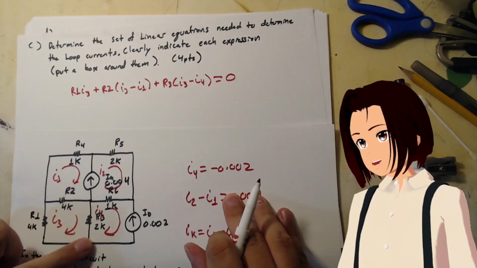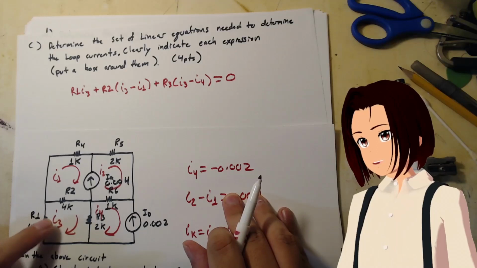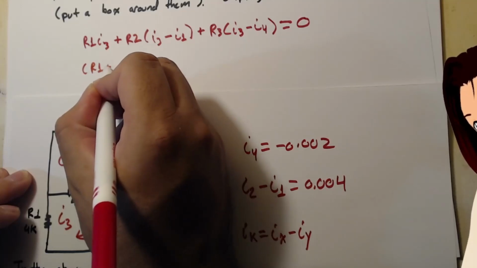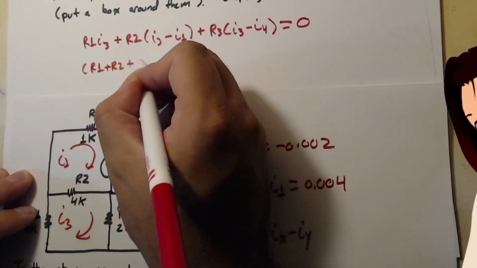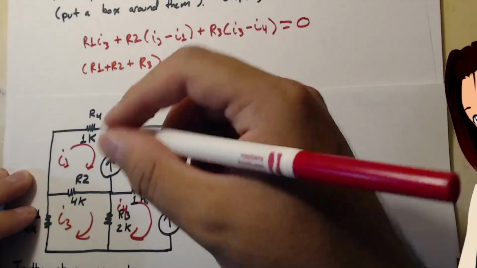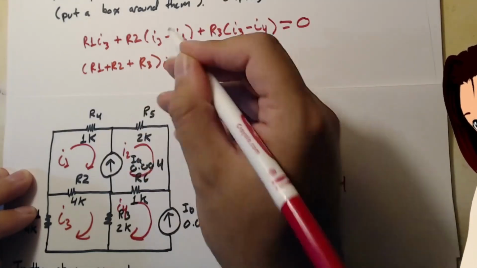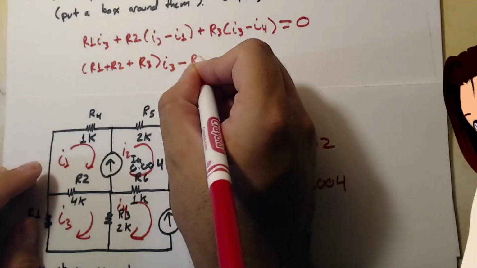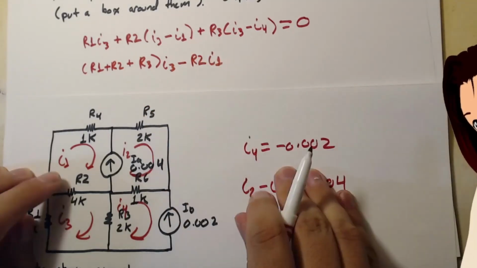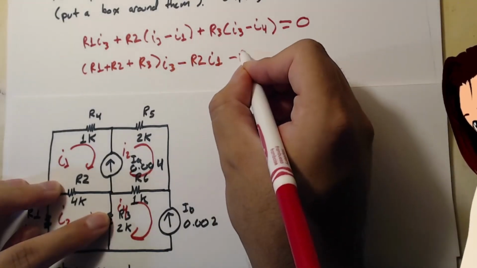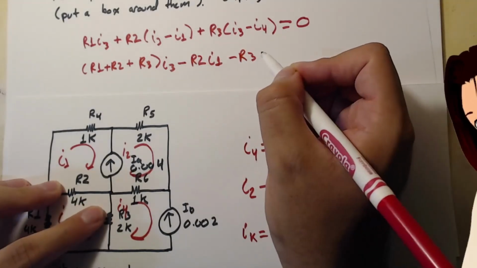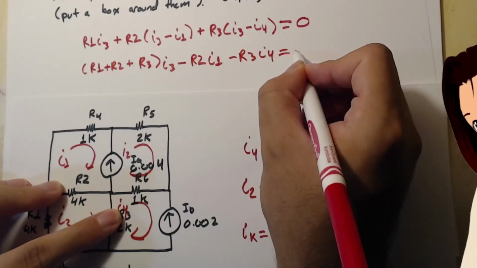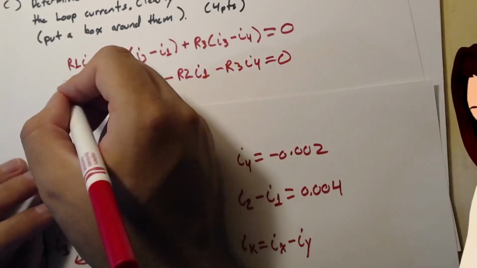So all the resistors are in this mesh. So you just add them all up: R1 plus R2 plus R3 multiplied by I3. But we know that R2 is shared with I1, so we subtract R2 times I1, and then we also subtract R3, and R3 is connected to I4, so R3 times I4, and it's equal to 0. Those are the same equations. Put a box around it.